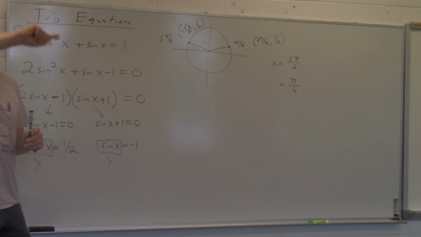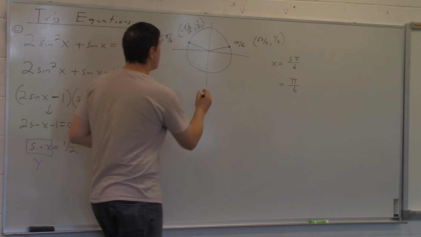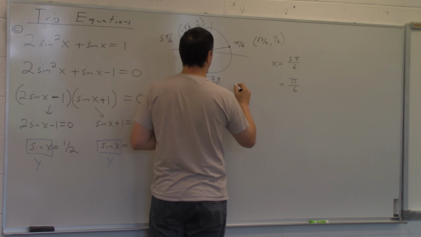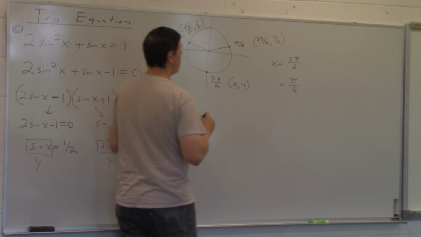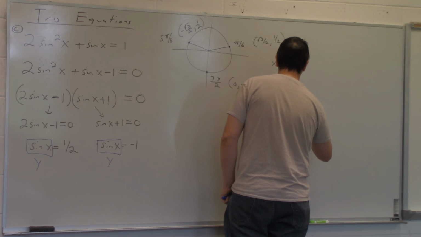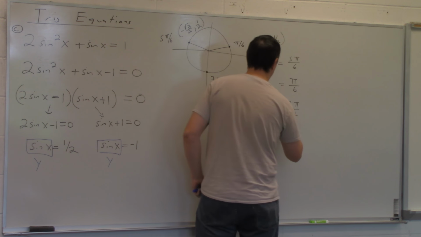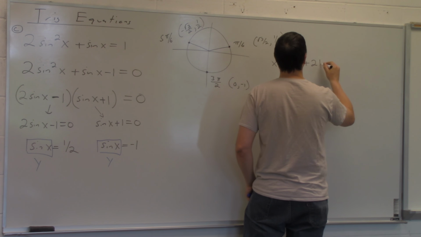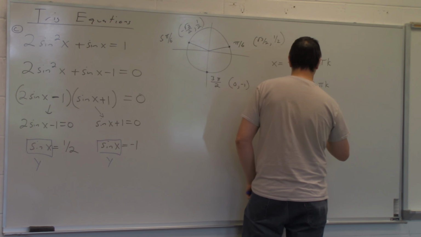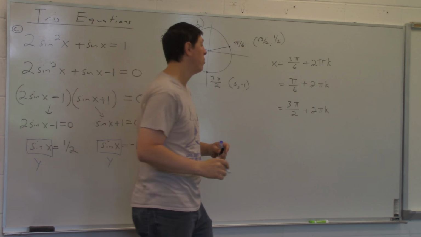Again, go through your unit circle and try to figure out where the sine function is -1, or the y value is -1. And hopefully it ends up at 3 pi over 2, where we have the point (0, -1). Okay, so now we have 3 solutions to this problem. We have 5 pi over 6, and also 3 pi over 2. And of course we can't forget that we're going to add 2 pi k to all 3 answers, and we're going to say that k is an element of the integers.